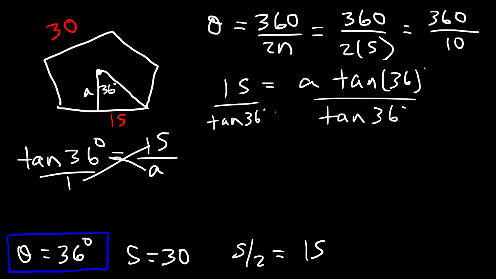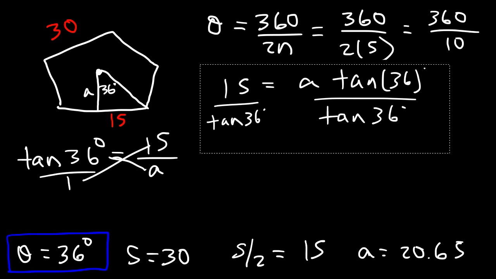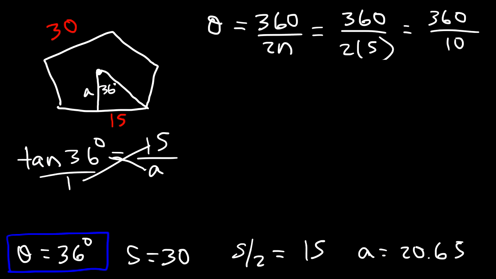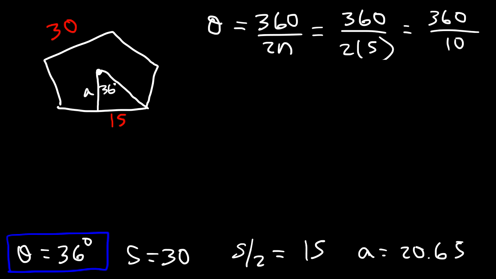15 divided by tan 36 is 20.65 if you round it to the nearest 100th place. And so that's the apothem in this example. So now we can calculate the perimeter, and then that's going to help us to calculate the area.